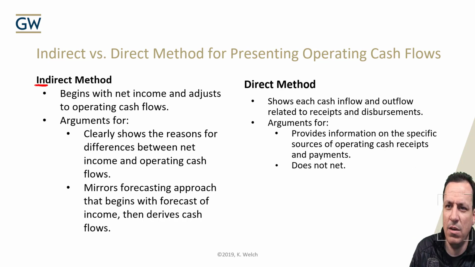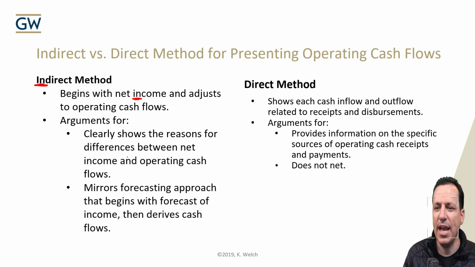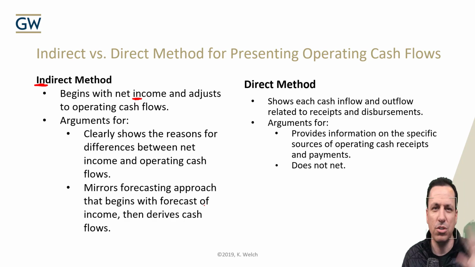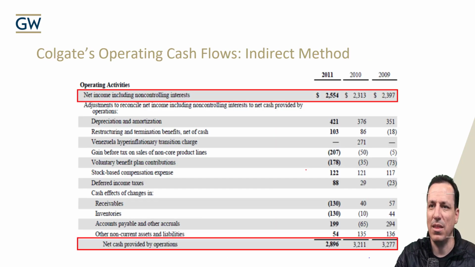Indirect method: the indirect method begins with net income and adjusts to operating cash flow. Arguments for it: it clearly shows the reasons for the differences between net income and operating cash flows, and it mirrors the forecasting approach. These are the two reasons why companies do it. Direct method shows each cash inflow and outflow related to receipts and disbursements in total. Arguments for it: it provides information on specific operating cash receipts and payments. It does not net. And the reality is that we can probably figure it out if we have the indirect method already, so it's not something that you see that often. Most companies do the indirect method.